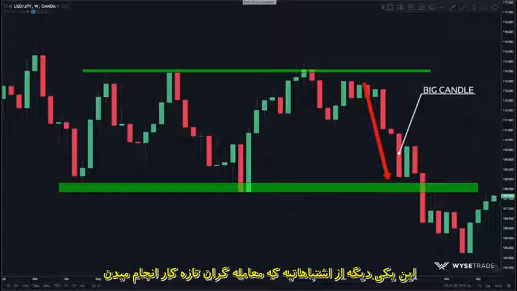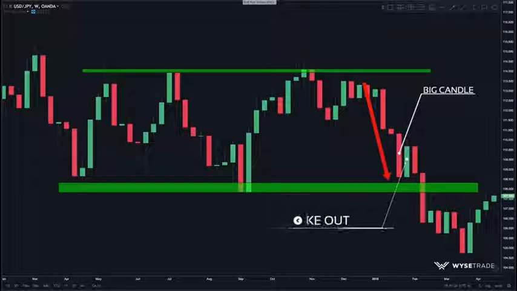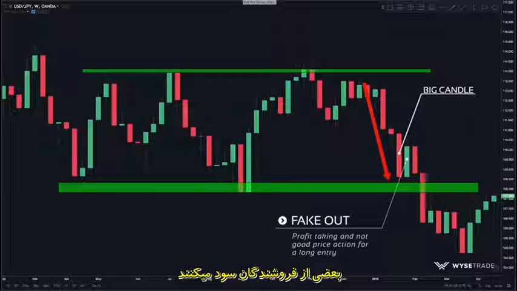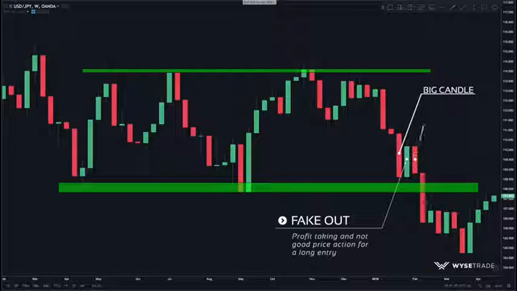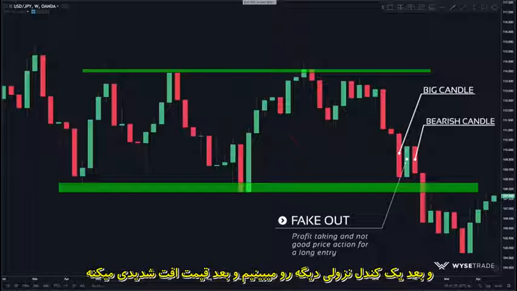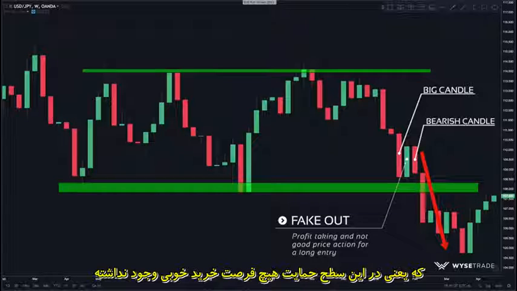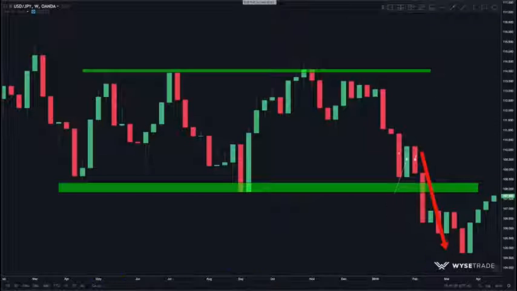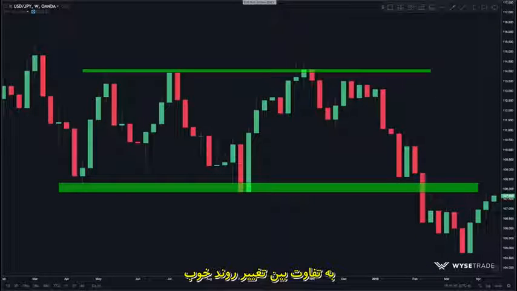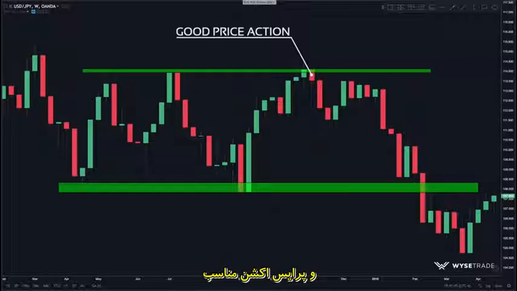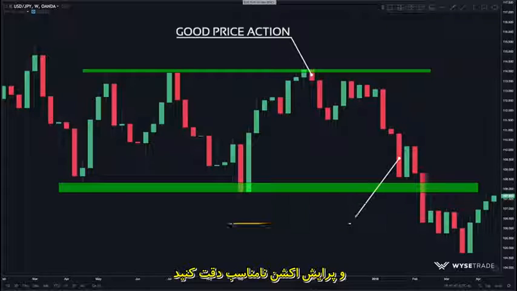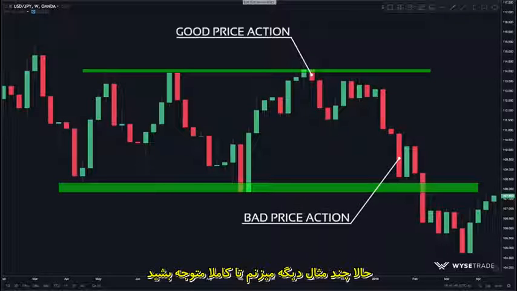Here is another mistake beginner traders make as they see this small green candle, which is just some sellers taking profit, but it is then followed by another bearish candle before breaking right through, meaning that there was no buy opportunity at this level of support. Look at the difference between what a good reversal looks like with good price action versus what bad price action looks like. So I'll do a few more examples to drive the point home.